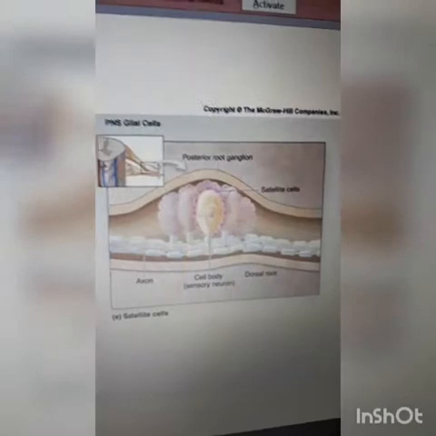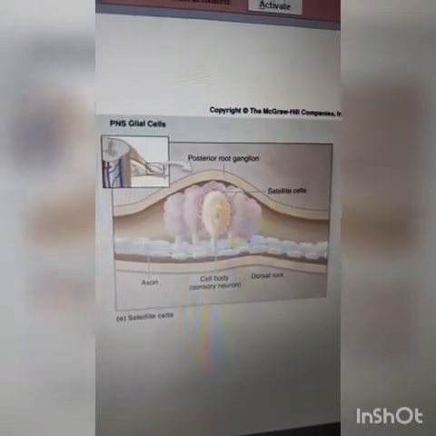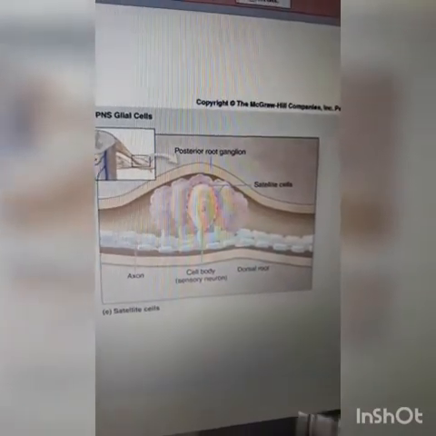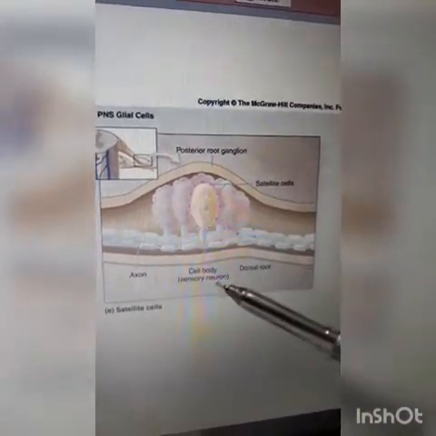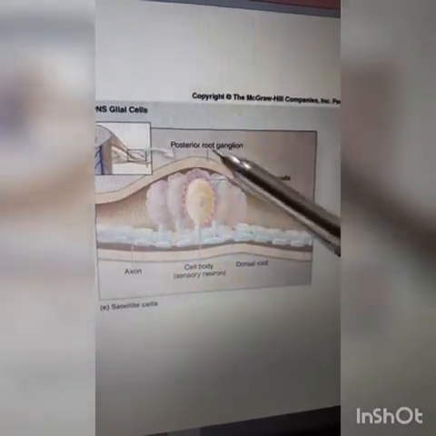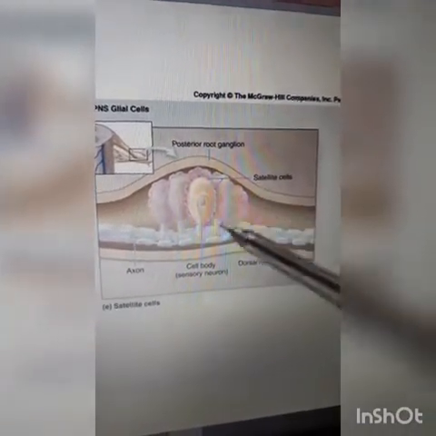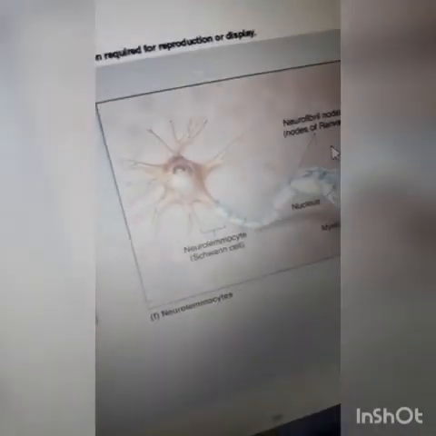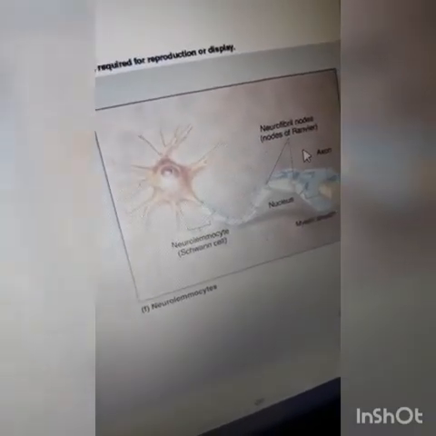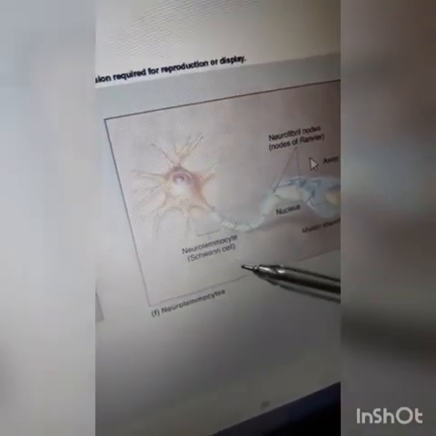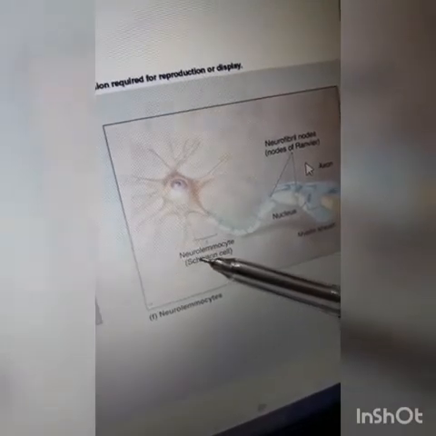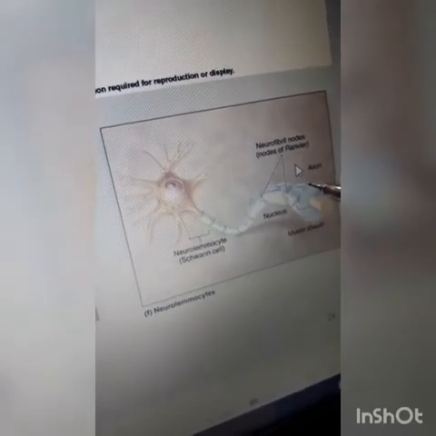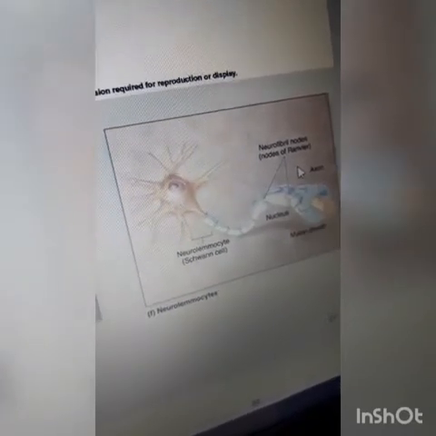Now we look at the glial cells of the peripheral nervous system. First is the satellite cell. Here we have an axon, cell body, dorsal root, and posterior root ganglion, and satellite cells are right here, near the cell body. The second type in the peripheral nervous system is the neurolemmocyte, or Schwann cell. Nodes of Ranvier are here. Here is an axon, myelin sheath and nucleus.